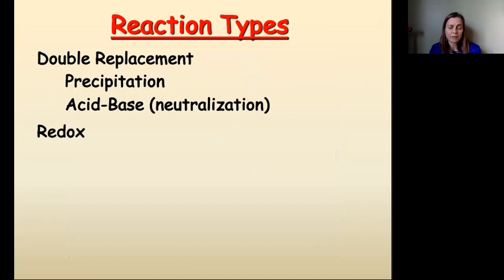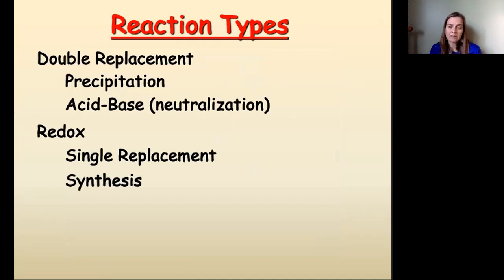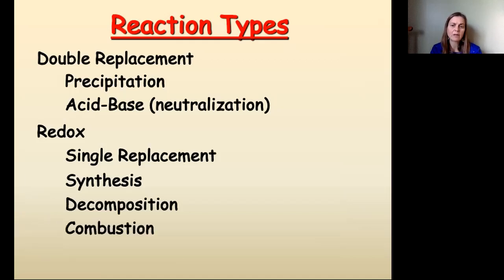And then we have our different kinds of redox reactions. We have single replacement where an element replaces an ion or an atom in a compound. We have synthesis, where two compounds combine to form one compound. We have decomposition, where one compound breaks apart into smaller, simpler compounds. And we have combustion, where something combines with oxygen and gives off heat and light.